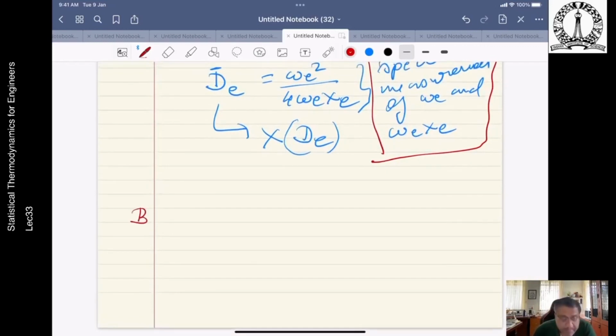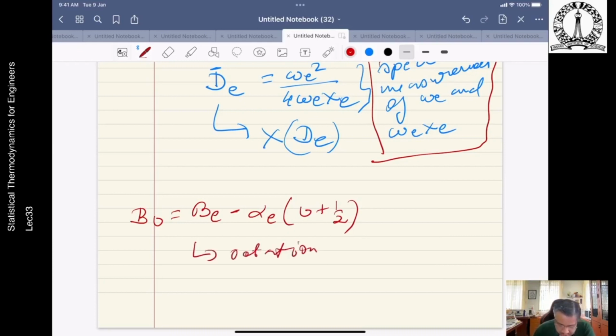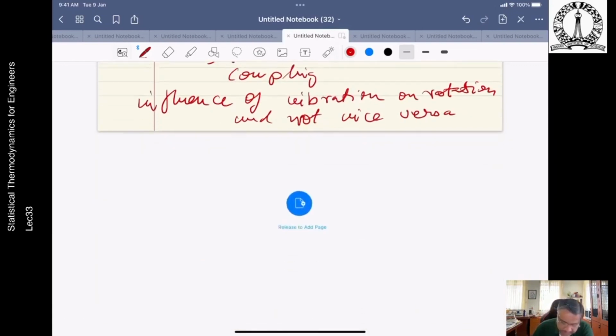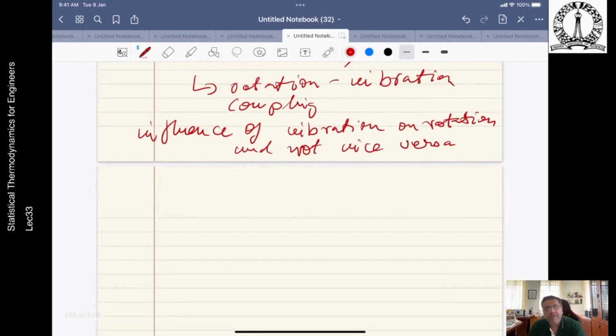So finally, if you look at Bv equal to Be minus alpha e into v plus half, this expression represents what we call the rotation vibration coupling. Here the coupling comes from the influence of vibration on rotation. So it is a one-way influence, and not vice versa. In other words, this essentially translates to a one-way coupling.